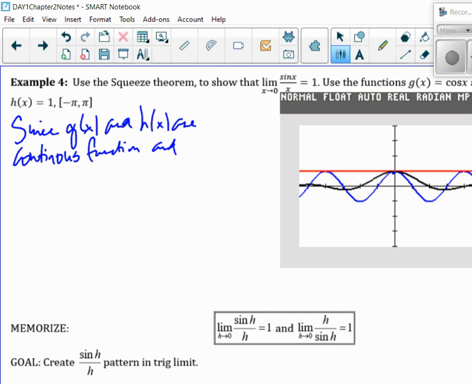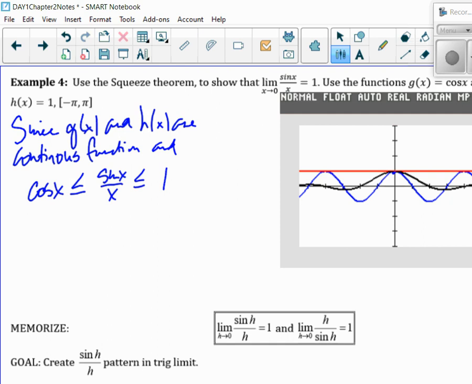So let's name, I should have named here. Well, I could do it this way. How about this? What's on top here? What's the bigger one? Yeah, 1's on top, so I have to have cos x first. So cos x is between sine x over x is between 1, yes? And then what do I do after that?